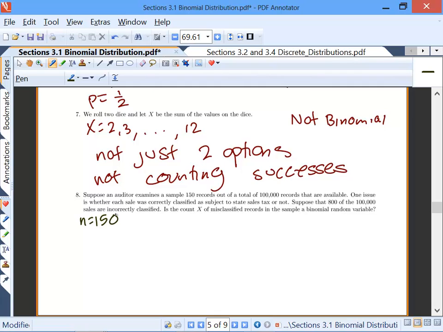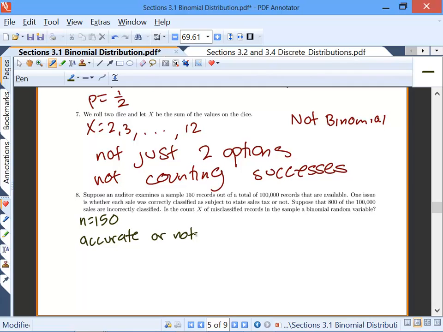What could be my two classifications? Accurate or not? Accurate or not. The next thing is independence, or does the probability stay constant?